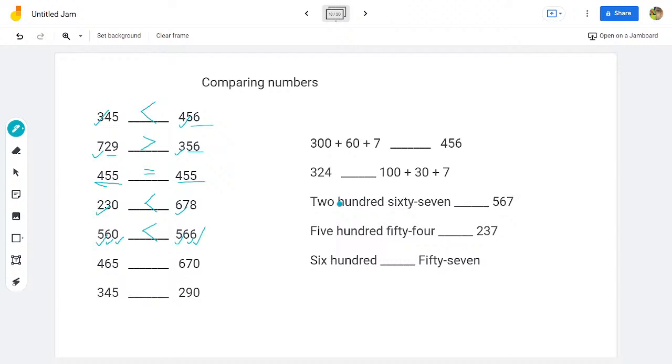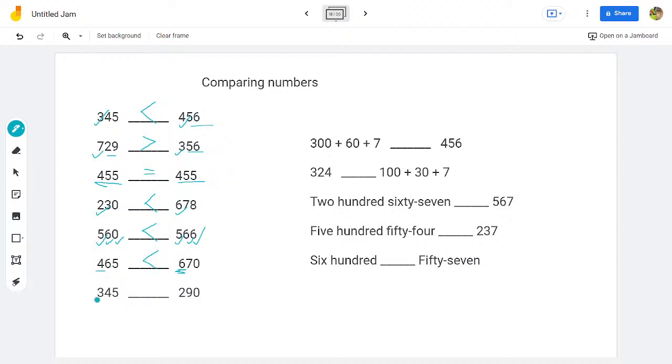560 जो है वो 566 से छोटा है. It's smaller than 566. Okay, let's move on to the next set of numbers. Here we have a 4 while here we have a 6 in the hundreds column. So again we would compare the 4 and the 6. Since 4 is less than 6, we would again use the less than symbol.